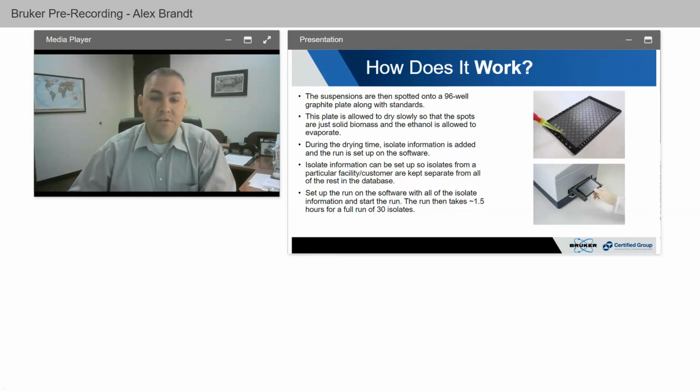We'll then set up the run in the software with all that isolate information and start the run. And it only takes about an hour and a half for a full run of 30 isolates with 3 repetitions each. So it scans this pretty quickly and gets you data back pretty quickly as well.